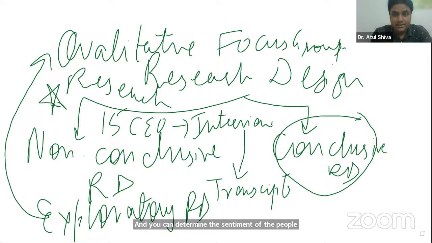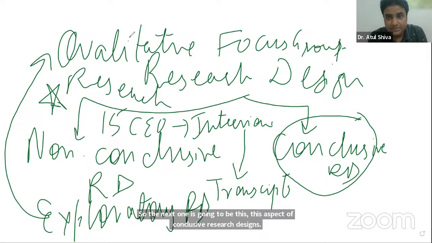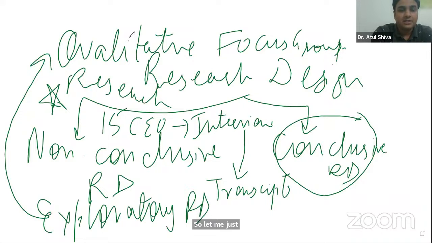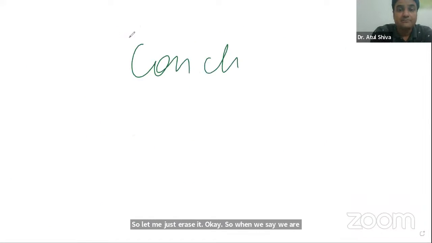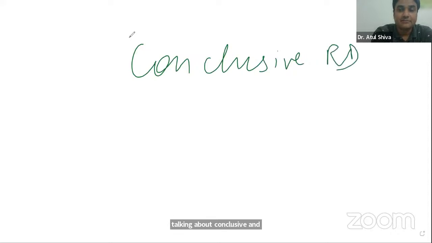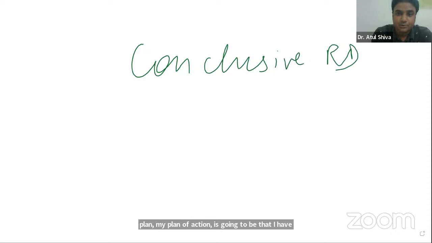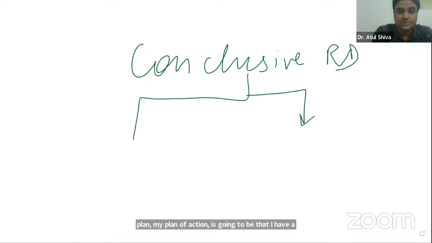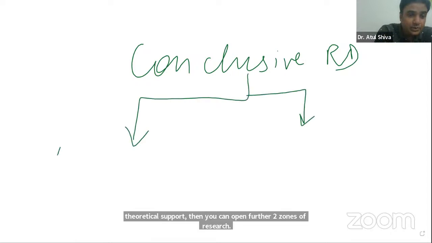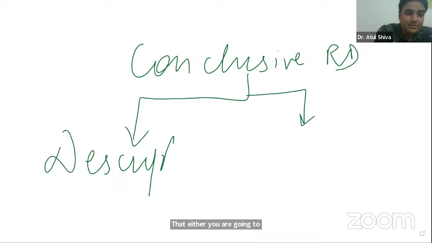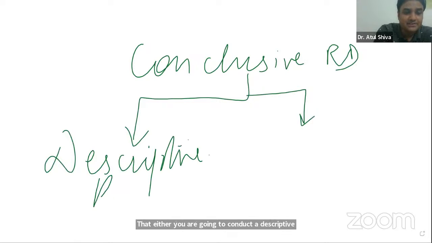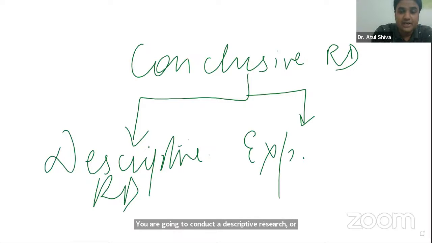Okay, so the next one is the aspect of conclusive research designs. So let me just erase it. When we are talking about conclusive research design, my plan of action is that I have theoretical support. Then you can open two further zones of research: either you are going to conduct descriptive research, or you are going to work on experimental research designs.